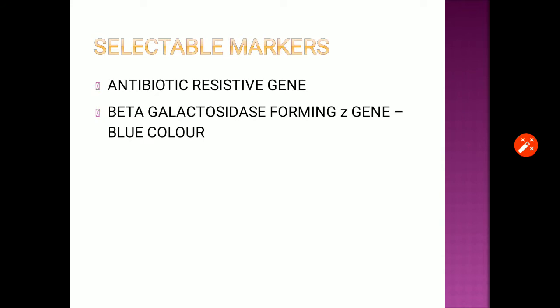Now about the selectable markers. There are two types of selectable markers: antibiotic resistive gene and beta galactosidase forming Z gene, that is the blue color of the colony. Let's discuss a little about this.